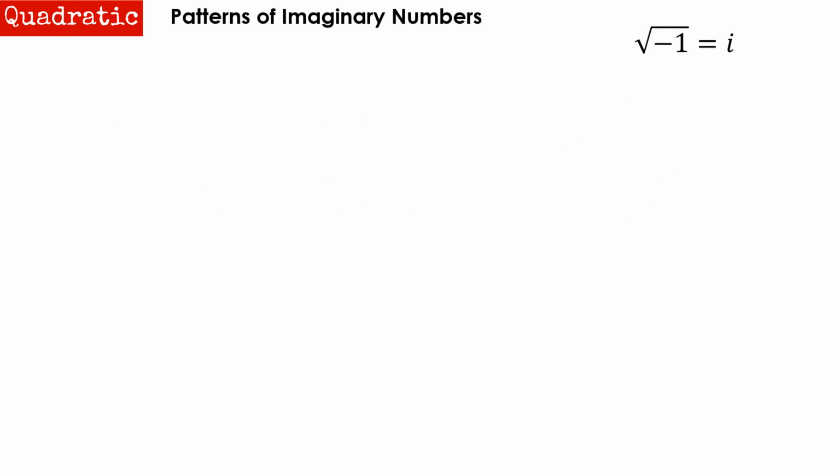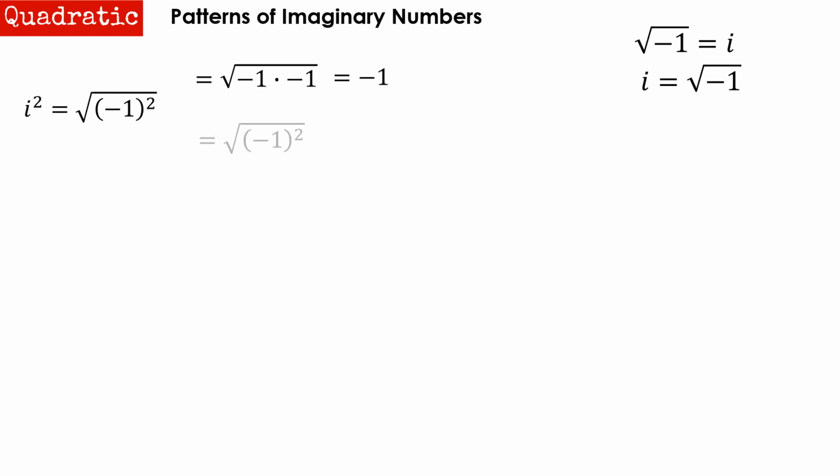There are patterns of imaginary numbers, and this is going to be kind of cool. So first off, let's remember that the square root of -1 is i. That means i equals the square root of -1. Well, what's i squared? That's the same thing as saying the square root of -1 squared. Now there's two different ways we can think about this. We can think about it as the square root of -1 times -1, which is -1. Or we can think about it as the radical and the square cancel each other, which gives us -1. So i squared equals -1.